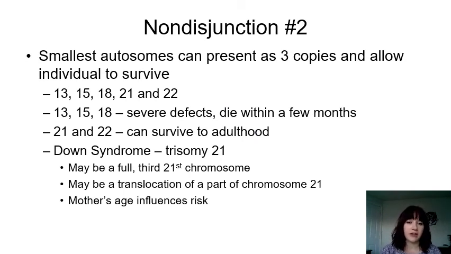Now, some of these chromosomes that are smaller, if they get a third copy, may not have a large effect on the individual. They may be able to survive. One example is trisomy 21, or Down syndrome. This could be a situation where there is an entire third 21st chromosome, or possibly a translocation where part of chromosome 21 gets added on to another chromosome. And we know that the mother's age influences risk.